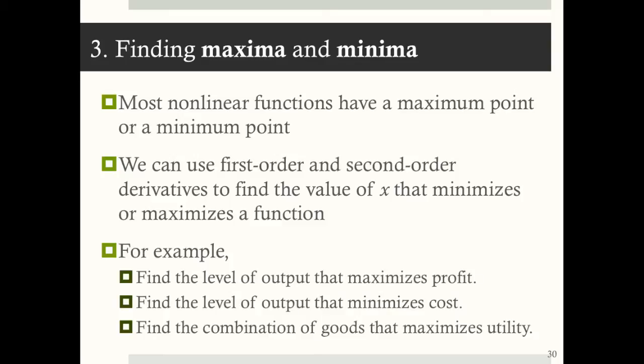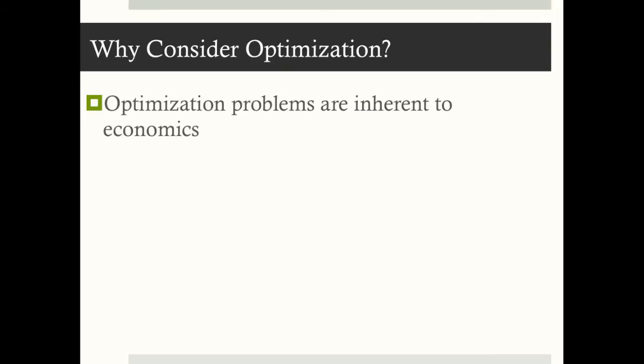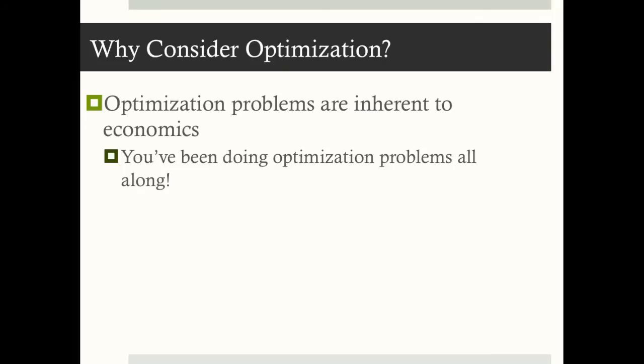For example, find the level of output that maximizes profit, find the level of output that minimizes cost, find the combination of goods that maximizes utility. Optimization problems are inherent to economics, and actually you've been doing optimization problems all along in your 105 and in your 106 courses. Consumers maximize utility or satisfaction.